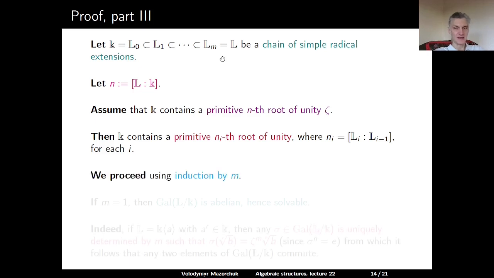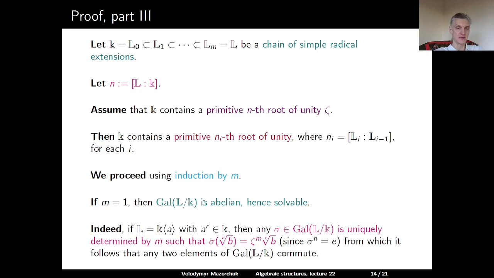Now we can proceed by induction on the number of steps. If we have only one step, then the Galois group of L over K is abelian and hence solvable. So why is it abelian? It's abelian because of the following argument.